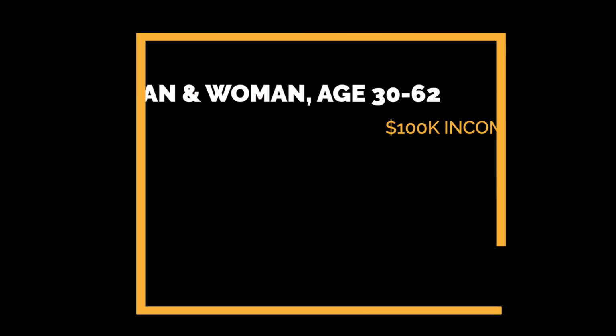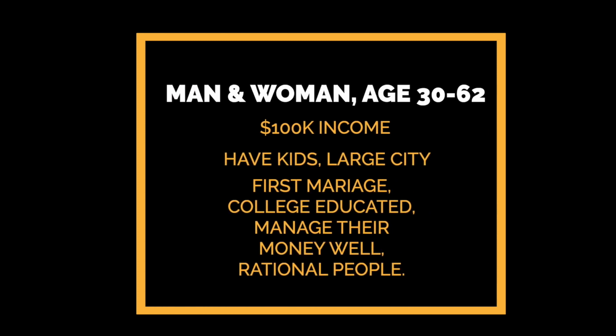She is targeting men and women that are between the ages of 30 to 62. They're making a minimum of $100,000 a year or combined income. They have children and they live in a large city or metro area. It is actually their first marriage. They're college educated, they manage their money fairly well, and they are rational people. That's super helpful because now we can write a headline with these people in mind. But it's also very helpful for her because when she has a person that actually fits that description, she knows she's got an ideal customer in front of her.